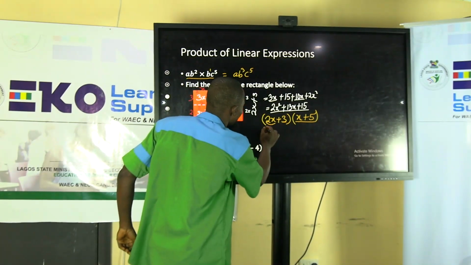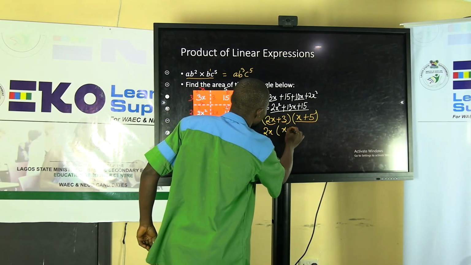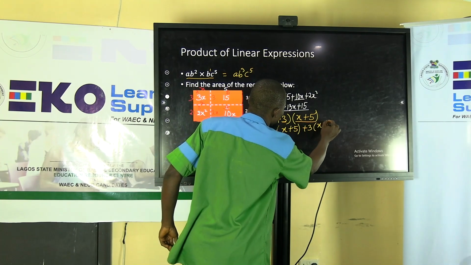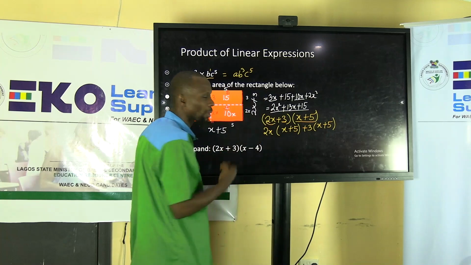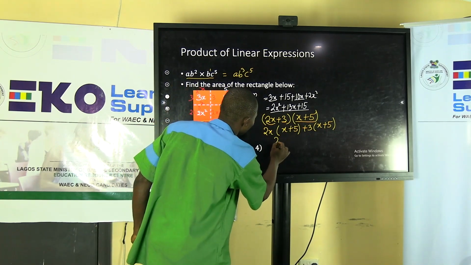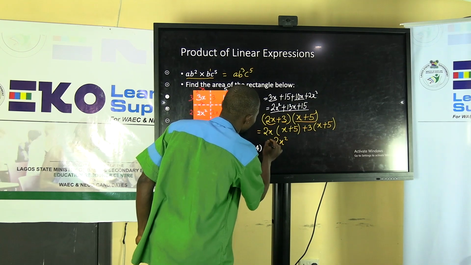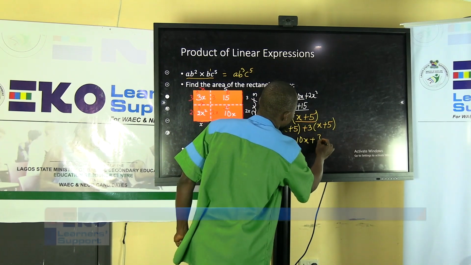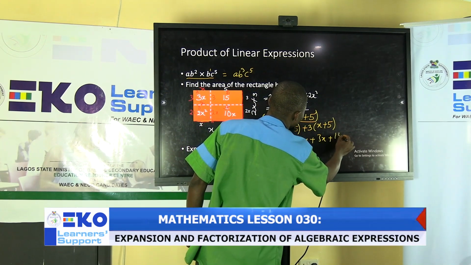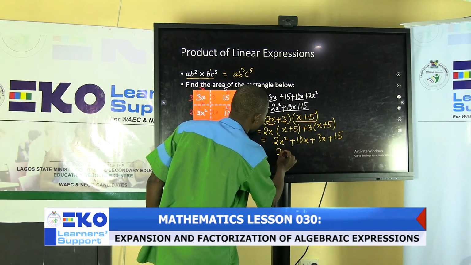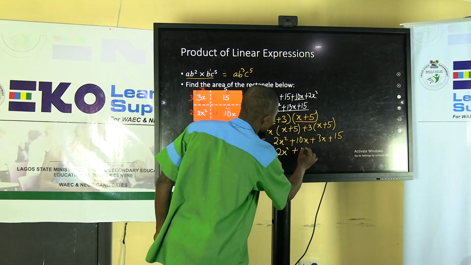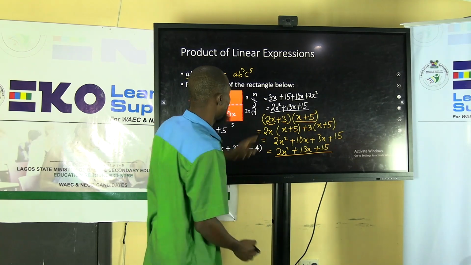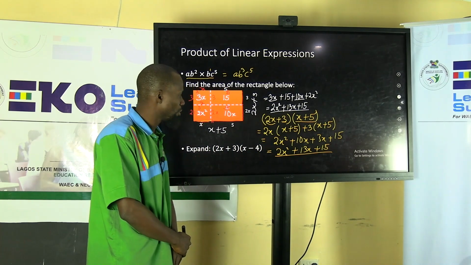All right, so let's dismantle this. We have 2x, we multiply x plus 5, and 3, we multiply x plus 5. You realize that we are going to have the same result as this. So this is 2x squared plus 10x plus 3x plus 15, and that is 2x squared plus 13x plus 15. So that is how we have got our expansion.